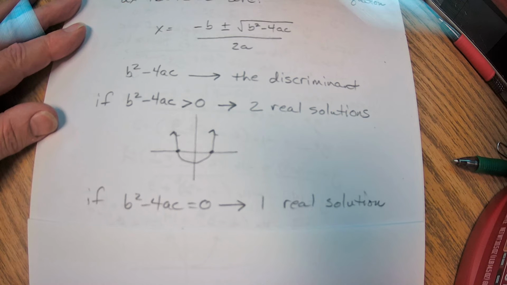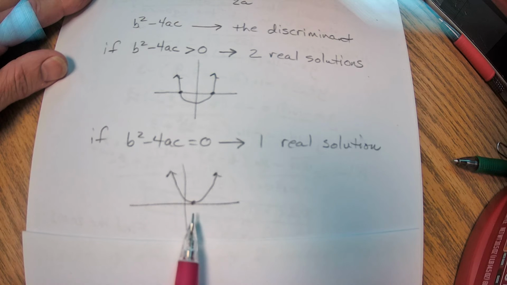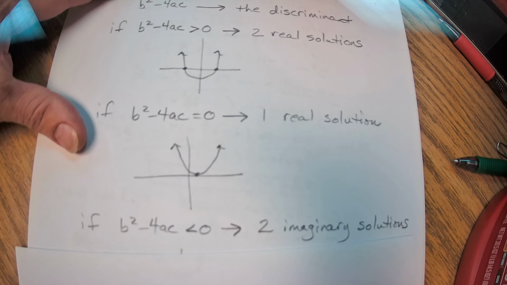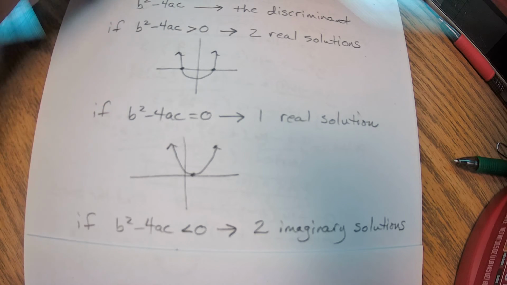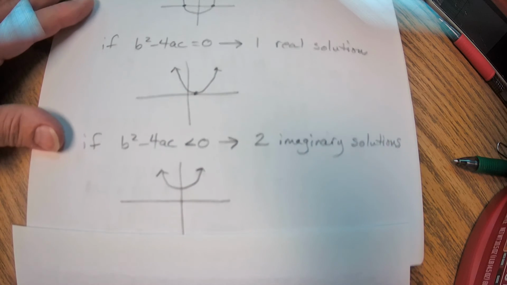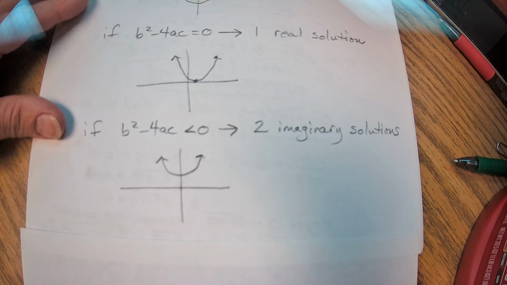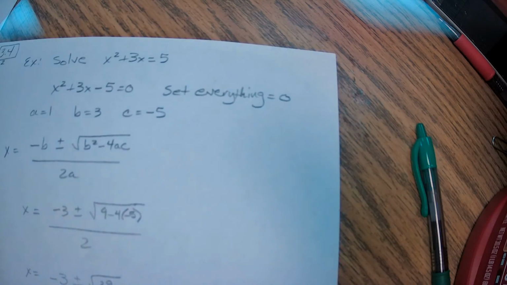If the discriminant is equal to 0, it means there's one real solution, and that means that the vertex of the parabola sits right on the x-axis. And if the discriminant is less than 0, it means no real solutions. Both of your solutions to this function are imaginary numbers, which means that the parabola doesn't ever cross that x-axis. And the handy thing about the quadratic formula is it works for any quadratic equation, always works.